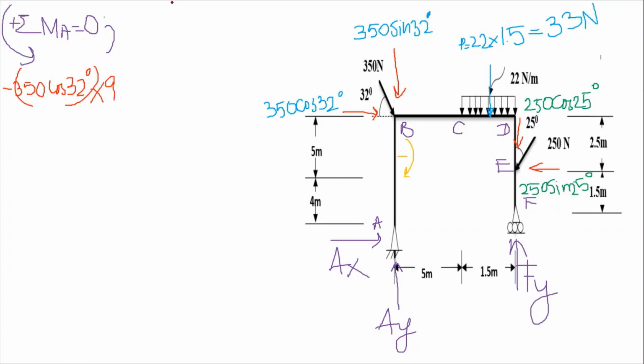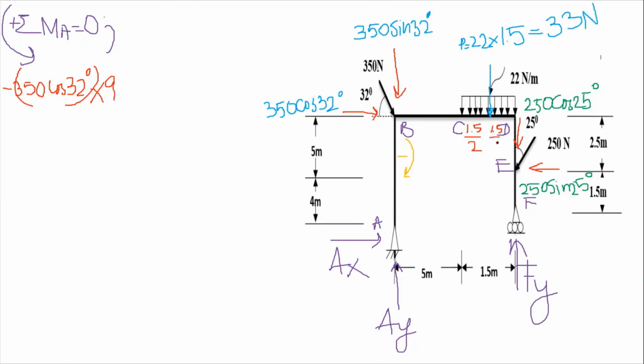Next force is what? Let me see. This force is a vertical force and it doesn't have any horizontal line, so it will become 0 if we sum moments at A. So let me talk about this distance, this force. This is 33 Newton, and we have to divide this distance, 1.5 divided by 2.